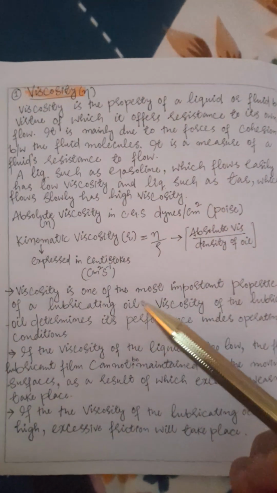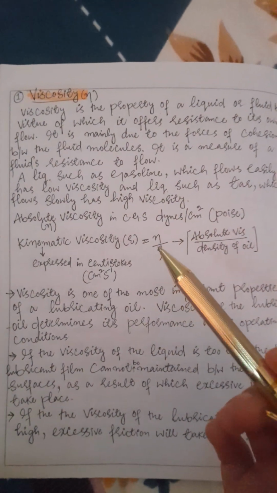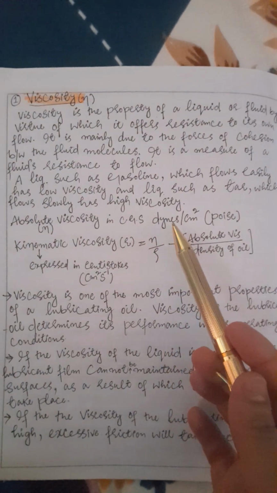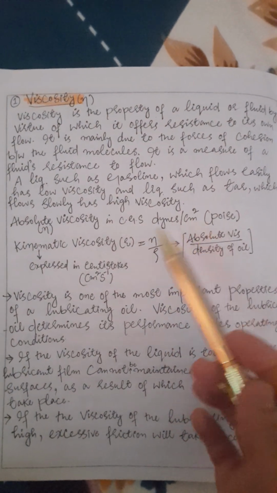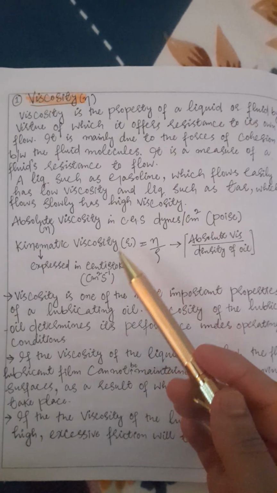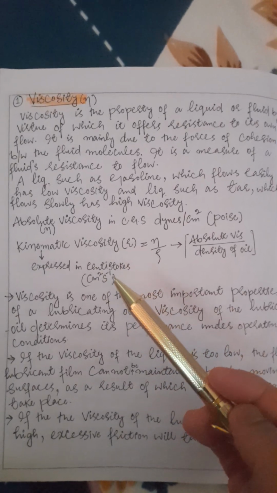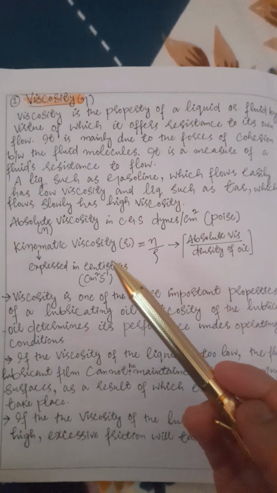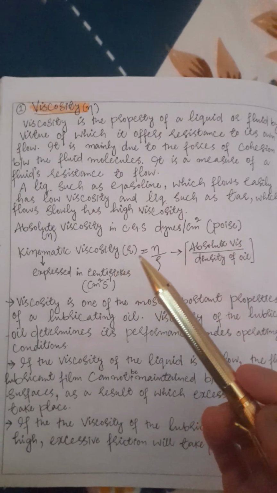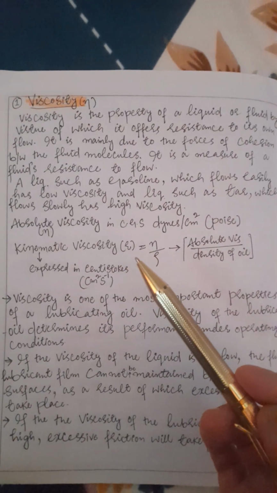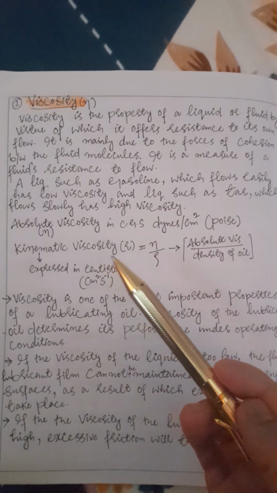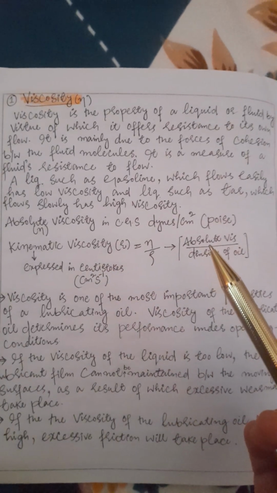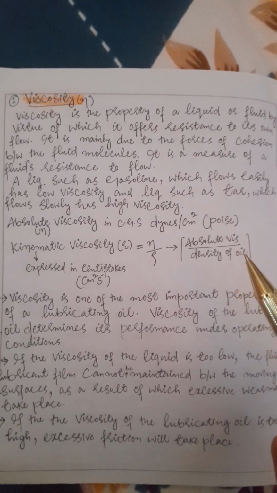Fine. Now, what are the units of this viscosity? We have two different units. In CGS, it's measured in dynes per centimeter square, and it is also expressed in centistokes, that is centimeters square per second. Fine. If you want to determine the kinematic viscosity, it can be determined as absolute viscosity divided by density of oil. Fine.